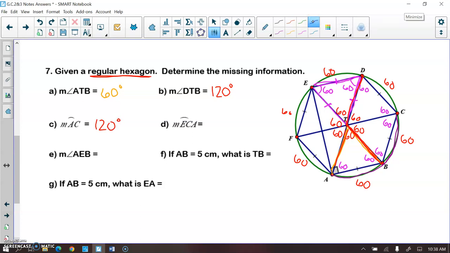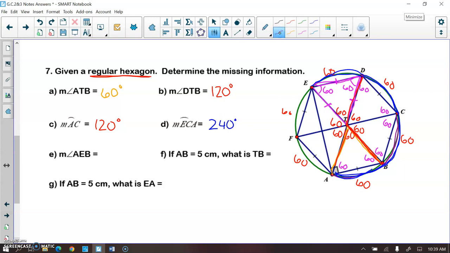Now I want the measure of arc ECA, so going from E to C to A, that is 1, 2, 3, 4 60-degree angles. So 60 times 4 is 240 degrees.